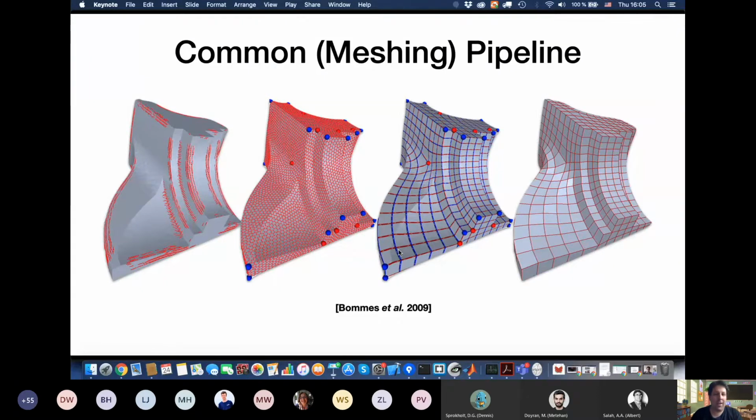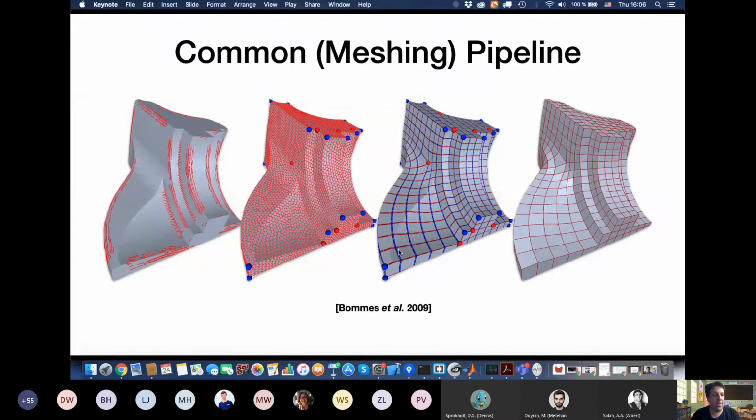I will take one pipeline that is common, and it's called the meshing pipeline. So it begins from left to right. On the left, you have some original mesh. It's usually like a triangle mesh. It has to be nice, watertight, no noise, no problems. You identify some kind of features. Those features, you want them to be lines in the final mesh on the right.